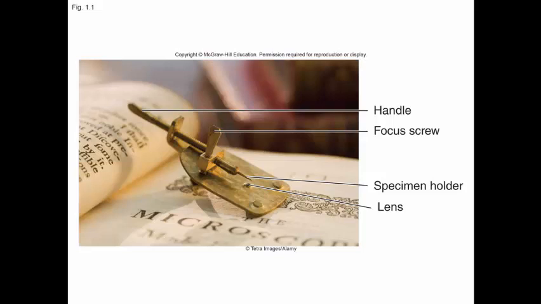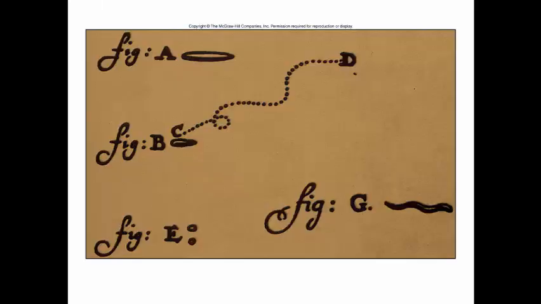But I'm getting ahead of myself. Here you can see that Van Leeuwenhoek invented the microscope and saw bacteria. He wrote about this and called them little animalcules. This is actually an image that was reproduced of some of the things that he did.